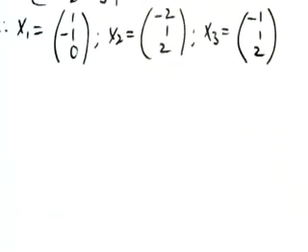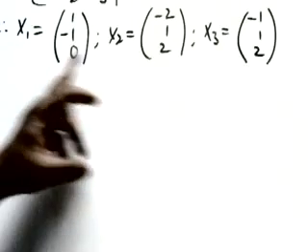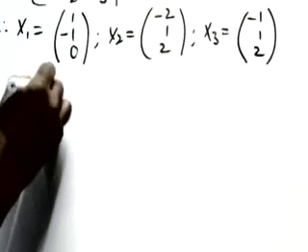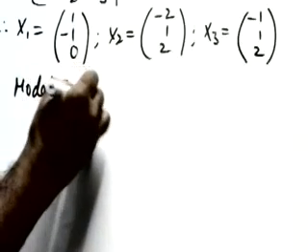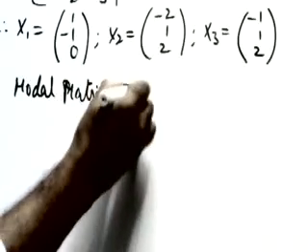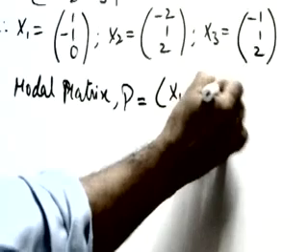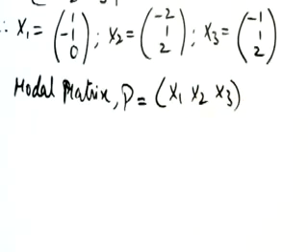Now let me continue. After getting these three vectors, we have to find the model matrix. It's very easy. We know the model matrix is denoted by P. P equals x1, x2, x3. This is the model matrix.